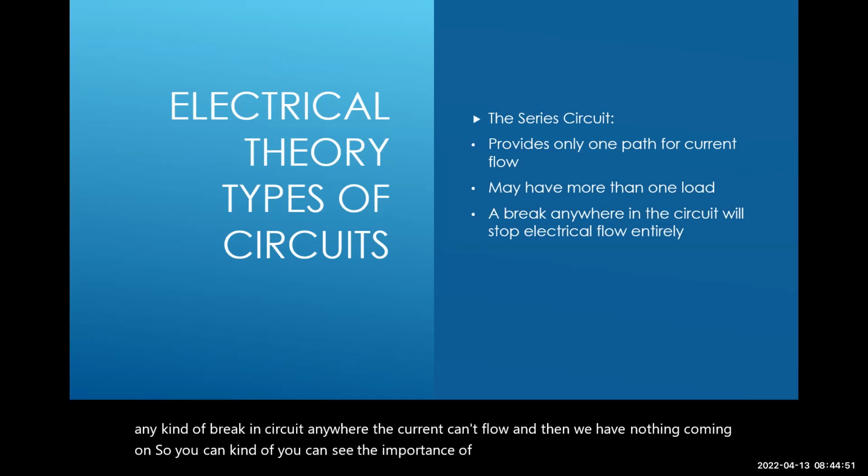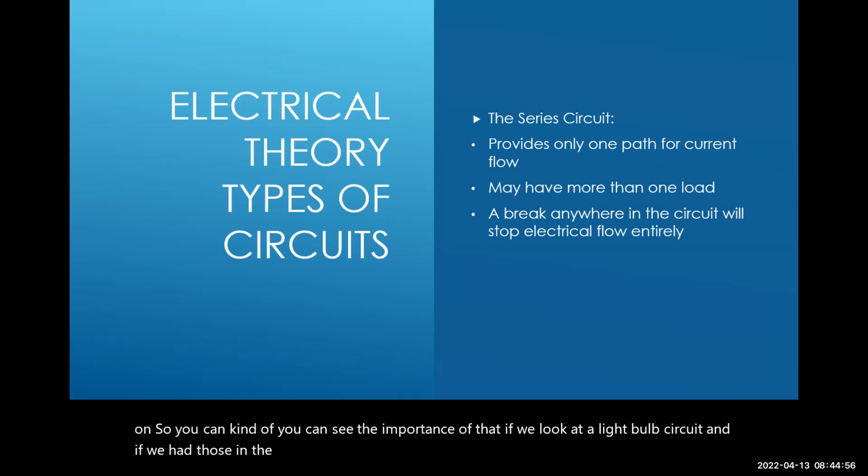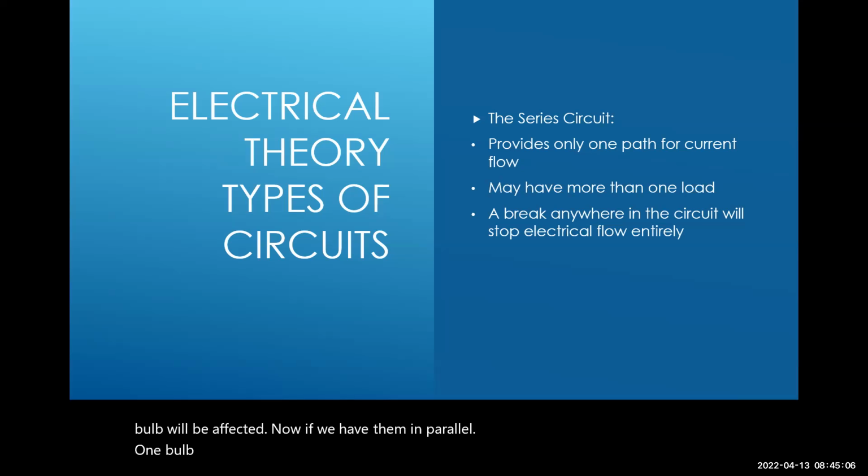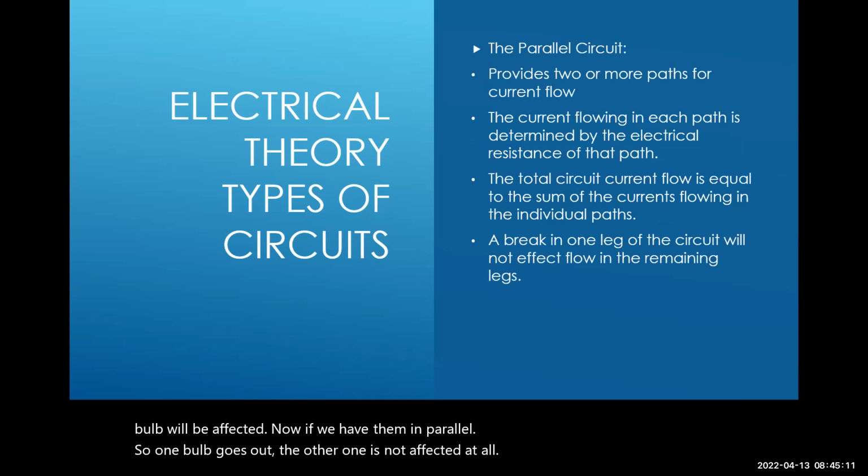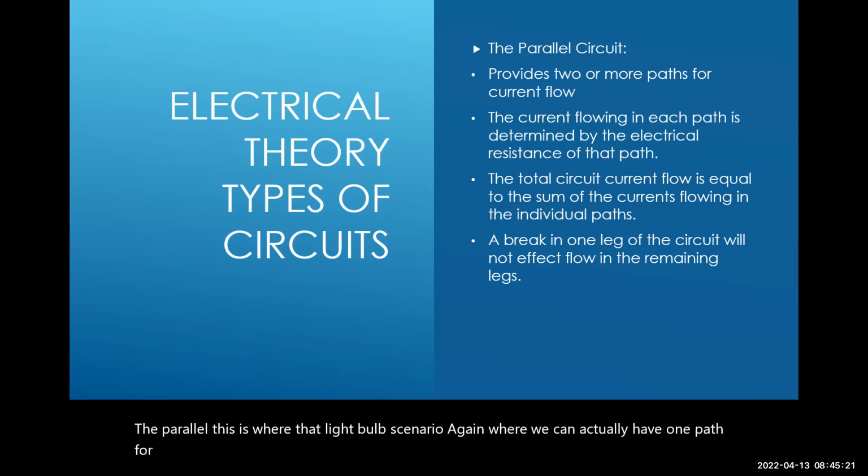If we look at a light bulb circuit, and we had those in a series circuit, if one bulb went out, the other bulb would be affected. If we have them in parallel, one bulb goes out and the other one is not affected at all. In the parallel circuit, we have one path for each one. It doesn't affect the other one. There are two different pathways, and that makes it easier for that to work.